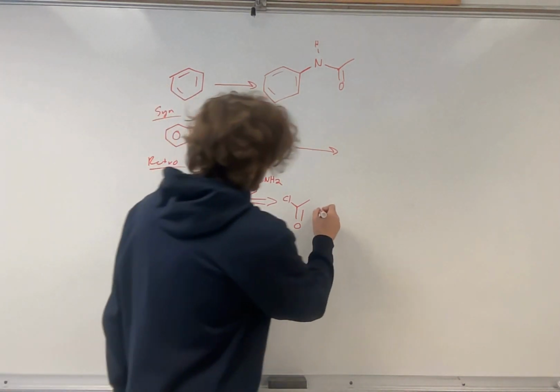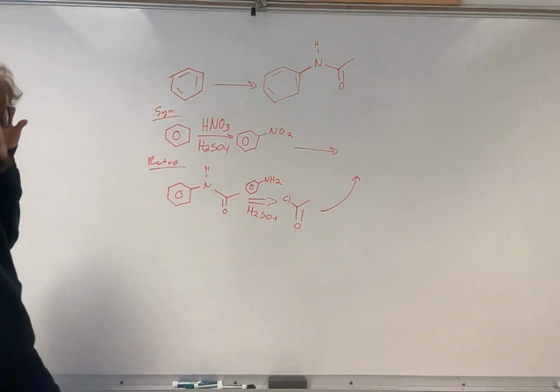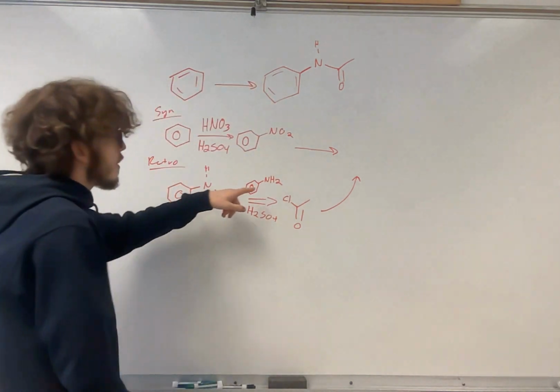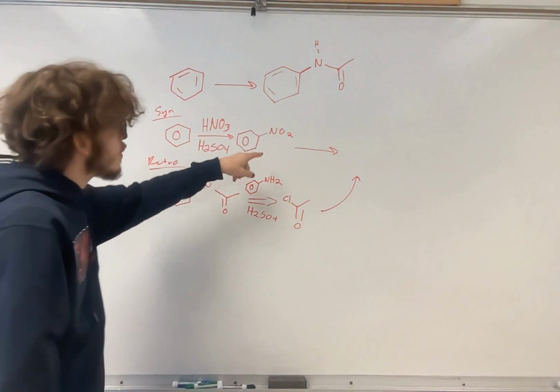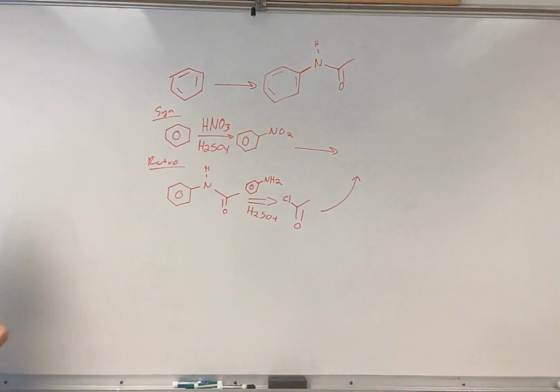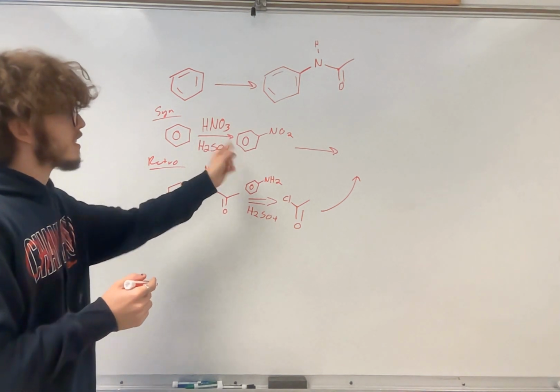Okay, and now this is where we see some convergence, okay, convergence of the retro and the normal synthesis, right? We're going one way, right, we have an NO2, but we need aniline, okay? If we could turn this into aniline, we could do this reaction here and make our product. Okay, so that's exactly what we want to do. But how do we get to this step?